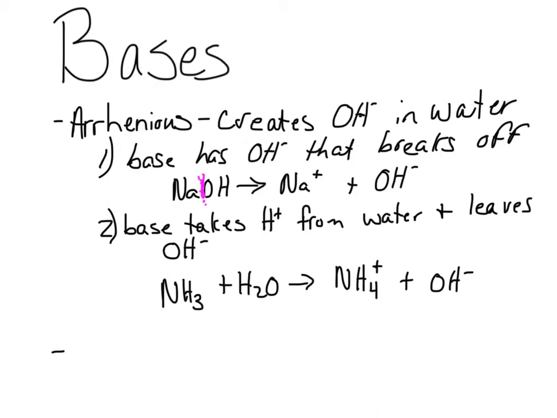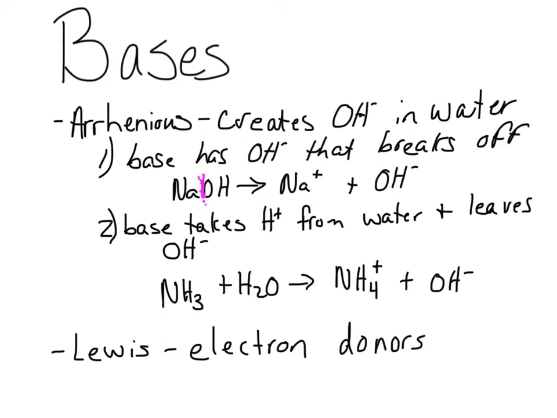Our Lewis definition is that bases are electron donors. And we can see that in the OH minus. It has an extra electron floating around. That's what gives it the minus. So it can donate that or give that away off of that OH minus.